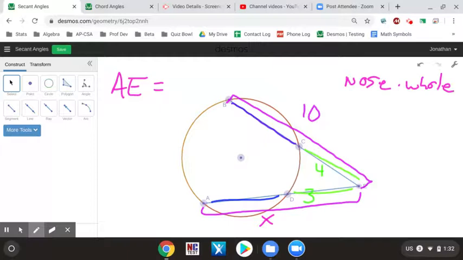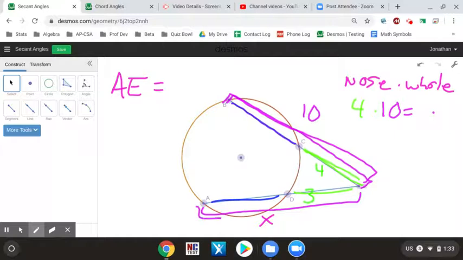The nose is the little pointy part of this thing here. So the nose part of this first line is 4, times the whole part of that line, which was the whole 10. Not the blue part inside the circle, but the whole part. So it's the nose times the whole, which is going to equal the nose times the whole.